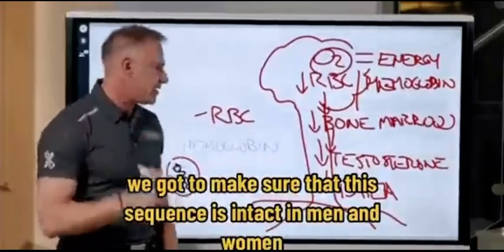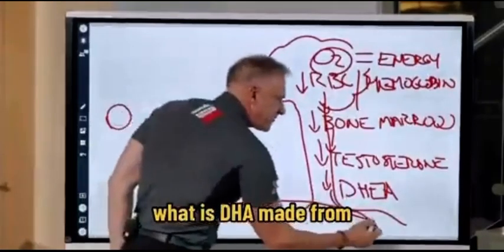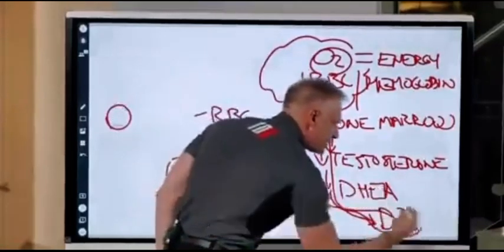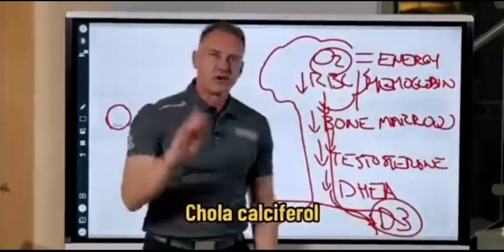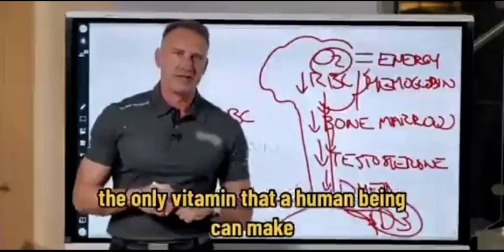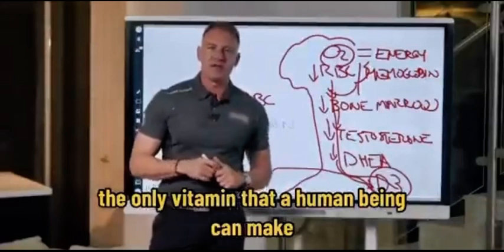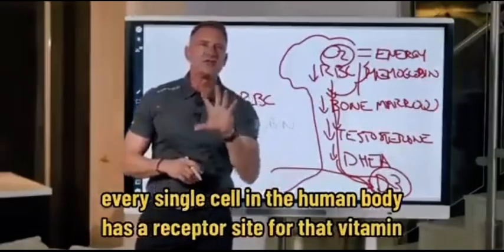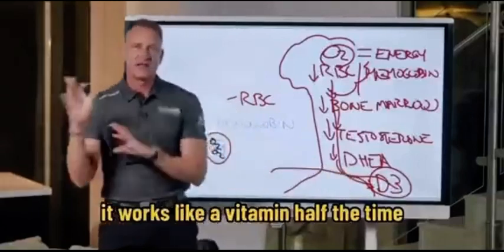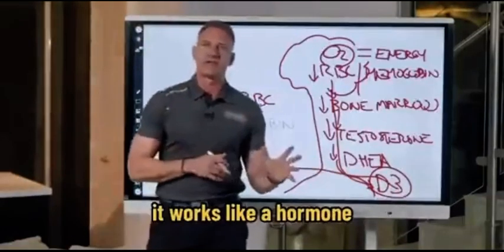What is DHEA made from? How deep can I get into the soil? Vitamin D3, the sunshine vitamin. Cholecalciferol, arguably the most important single nutrient in the human body. The only vitamin that a human being can make. Every single cell in the human body has a receptor site for that vitamin. Every single cell. It works like a vitamin half the time, the other time it works like a hormone.